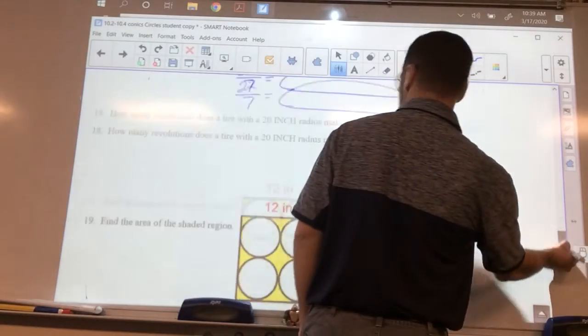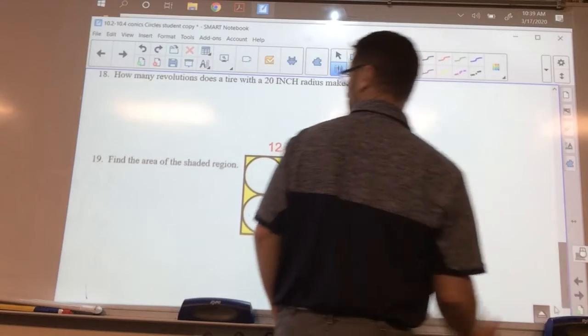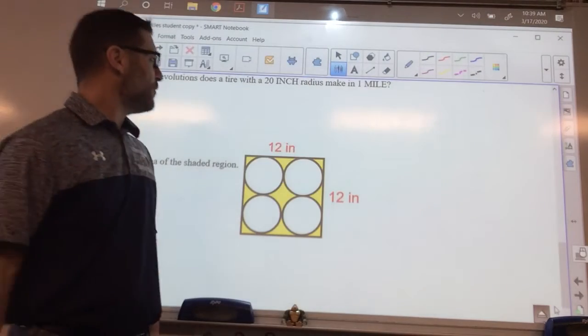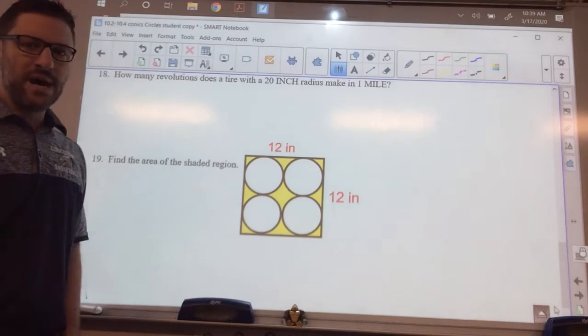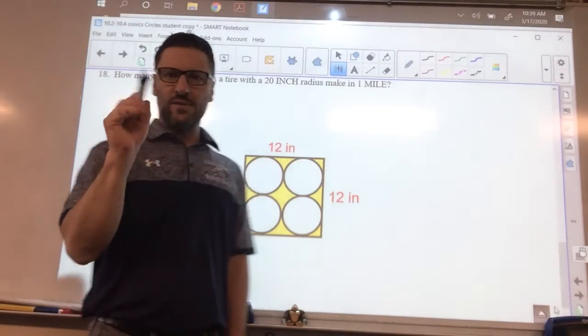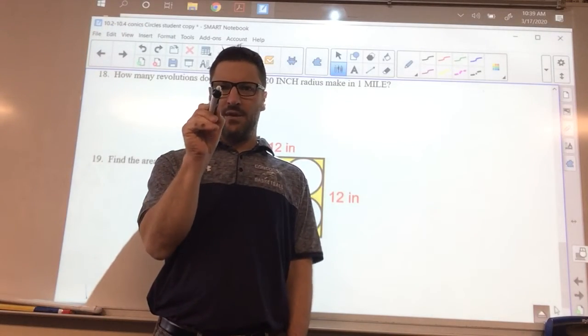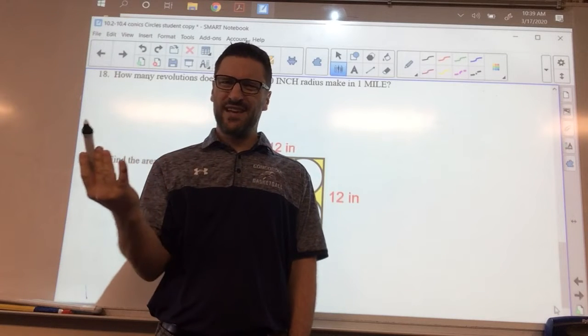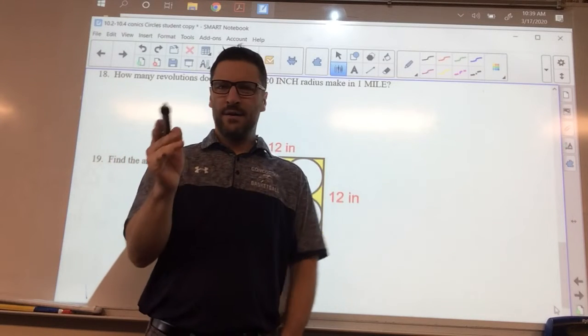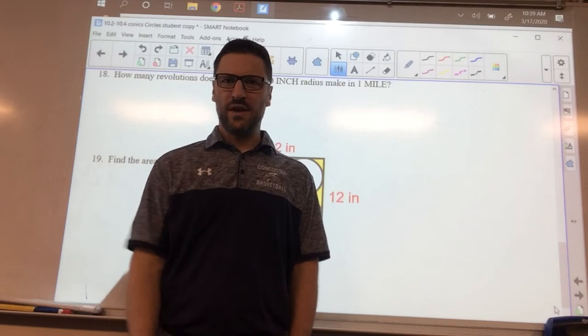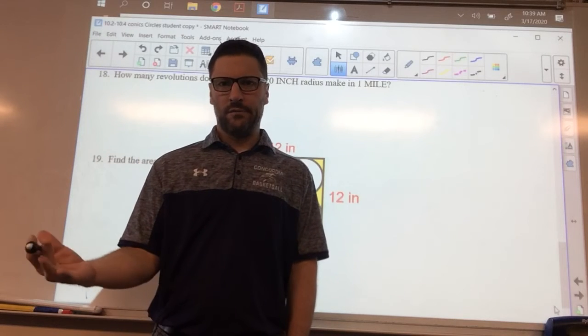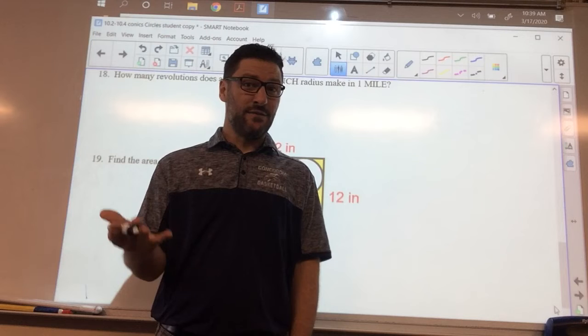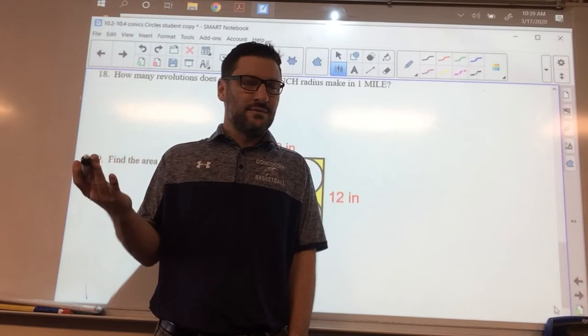All right, next one. I got 2 more is all. How many revolutions does a tire with a 20-inch radius make in a mile? So if you have a tire and you drive a mile, how many times does it go around? A 20-inch radius tire would be a typical car. How many times do you think it goes around? Like 100, 1,000? Doesn't matter how fast the car is going. I don't think it does.